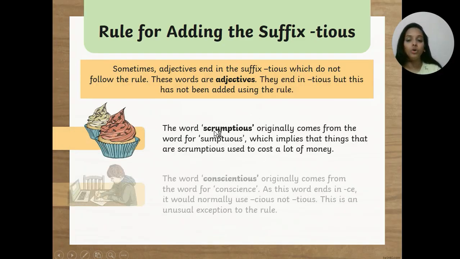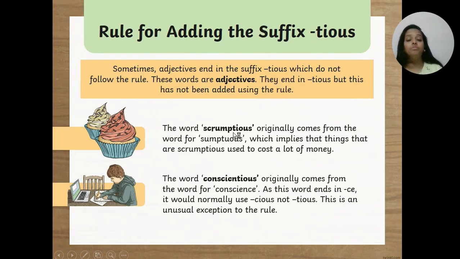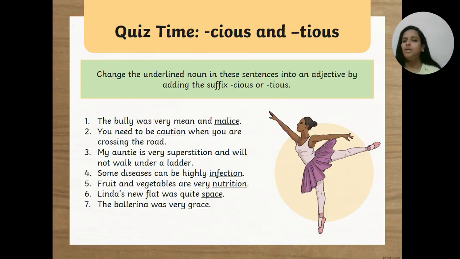For example, the word scrumptious. It derived from the original root word sumptuous, which implies that something sumptuous used to cost a lot of money. Got it? And the word conscientious derived from the root word conscience. Remember, here though the root word ends in CE, we are using TIOUS as a suffix. So it's an exception. Of course, in the English language, when we are talking about the rules, there will always be some exceptions.